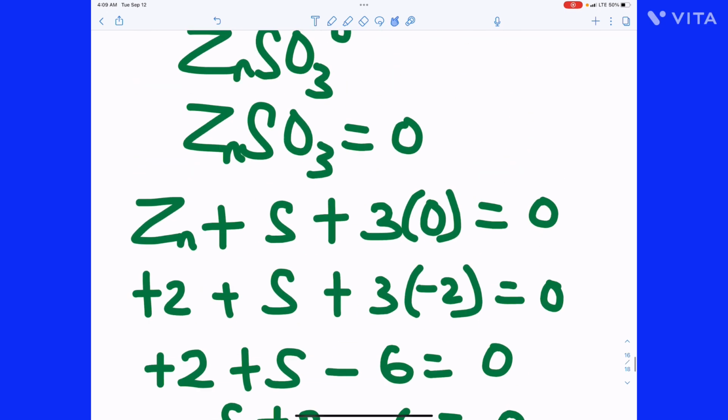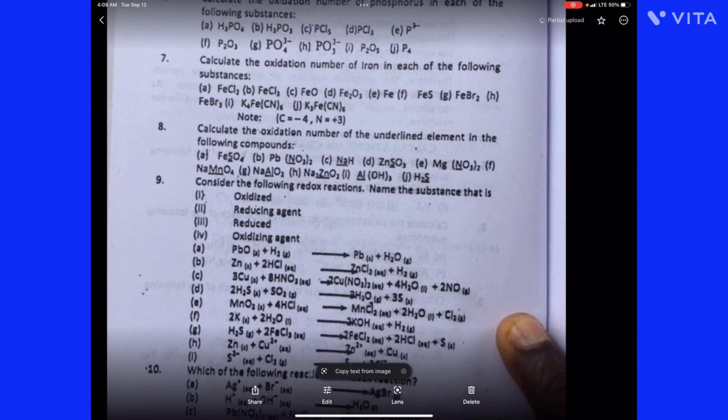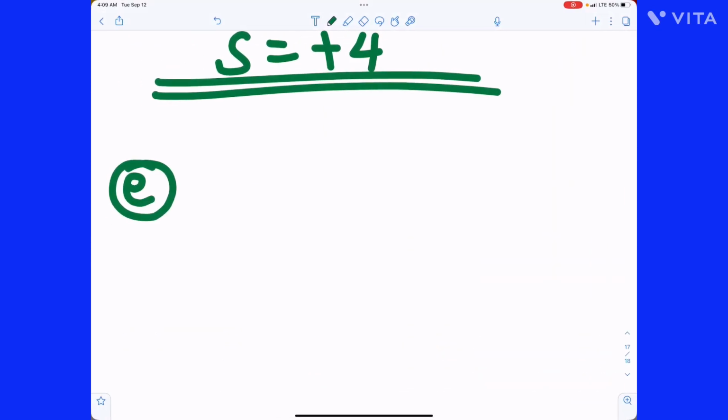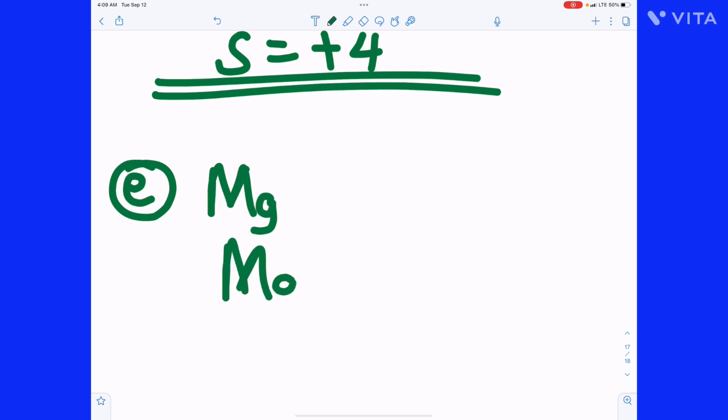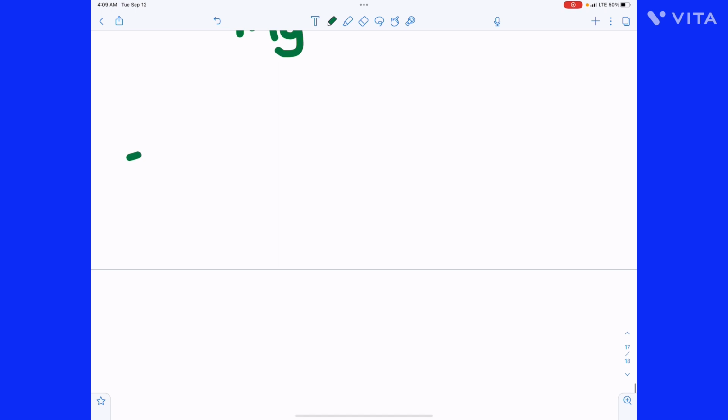So, question E now. Mg. Mg is the same thing as Mg0, and the charge of the atom is 0. That's just simply called a magnesium atom.